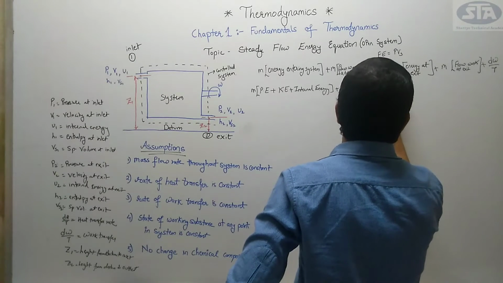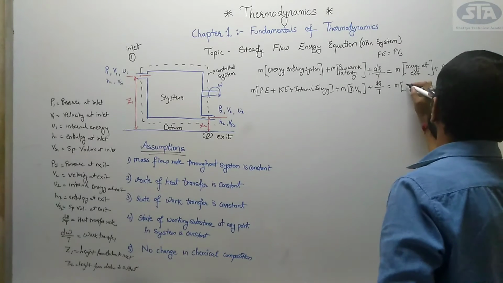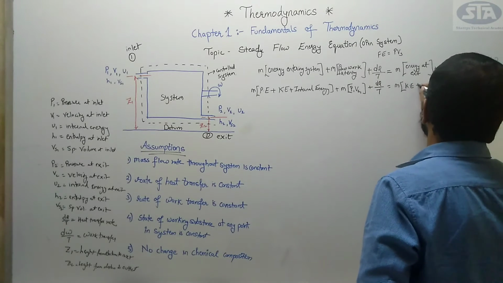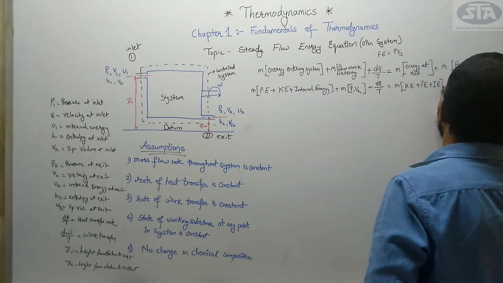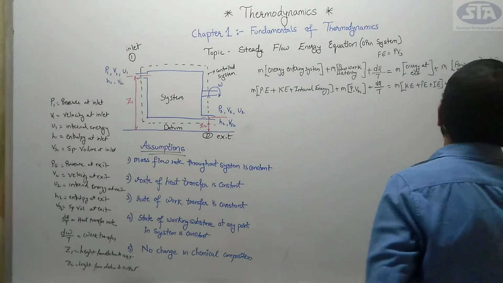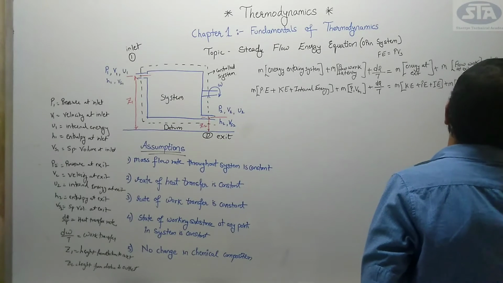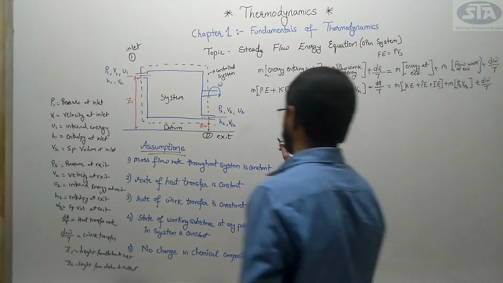Plus dq by t equals m. Energy at exit would be kinetic energy plus potential energy plus internal energy, right? Plus what is the flow work? Here it would be P2 Vs2 plus dw by t, right?